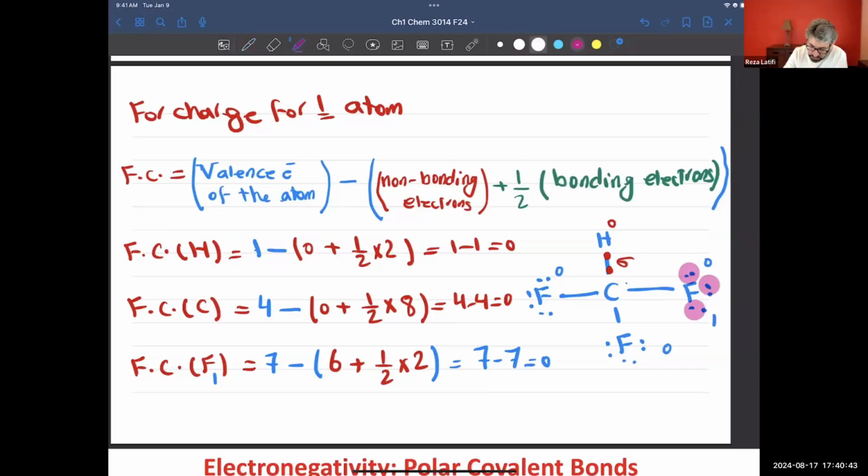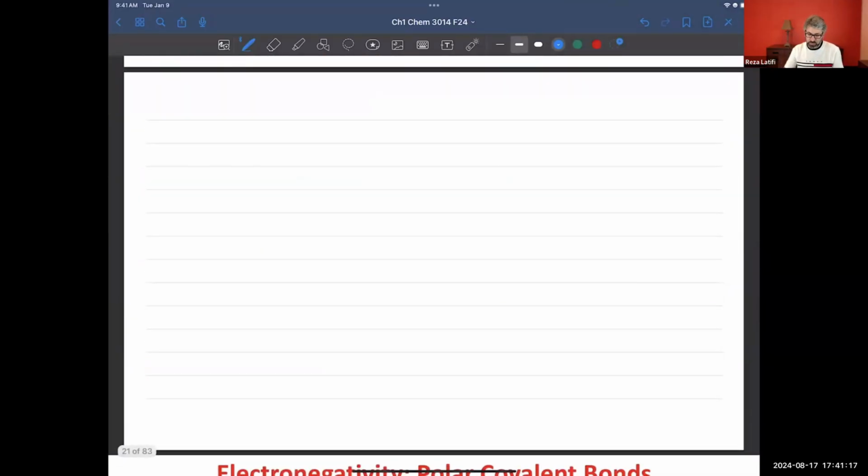If I add them, let's highlight the formal charges, the answer is going to be equal to 0, and this is equal to the charge of CHF3. Remember, this molecule had no charge. Note, when we add all the formal charges to each other, the total charge must be equal to the charge of the molecule. Let me show you another method for finding formal charge.